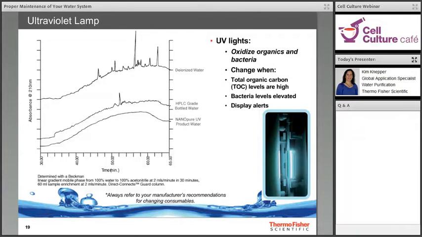Dual wavelength UV lights in an ultrapure water system do 2 things. They destroy bacteria and they break down organic compounds. So if the intensity of the UV bulb is reduced or the bulb is burned out, it will not be effective at keeping bacteria and total organic carbon to the lowest levels.